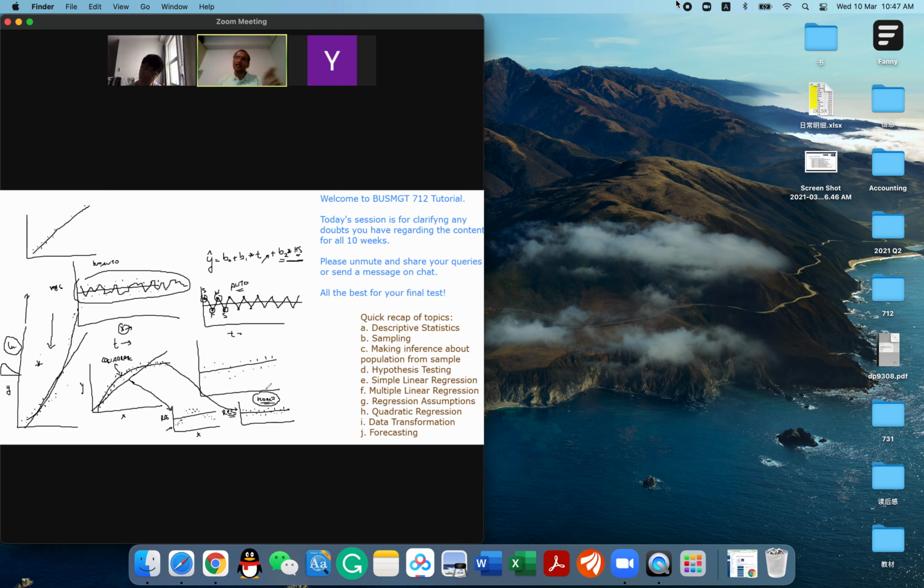Because remember, we said the error should be normally distributed. Of course, yeah. Right. So a lot of times, applying one of the corrections can handle 2 or 3 things together. Nice. Okay. Yeah. Sorry, go ahead.